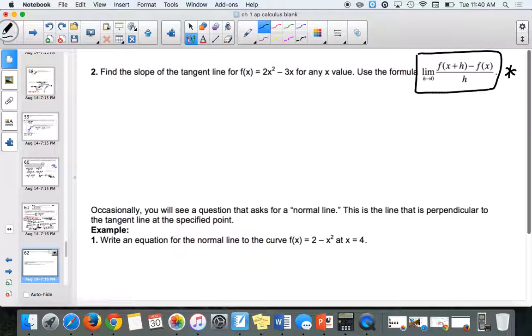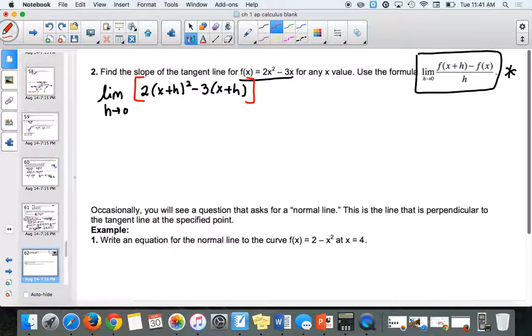It's not that hard to memorize if you just think about what it is. It's the slope. It's just like if I had x plus h minus x on the bottom. It goes to h. All right, so I'm going to say the limit as h goes to 0, and I'm going to have f of x plus h. So in my f of x formula, I'm going to replace every x with x plus h. So I'm going to have 2 parentheses x plus h squared minus 3 times x plus h, like that. If you want to put a big bracket around that so you know, okay, that's my entire f of x plus h, I'm good. That's fine.